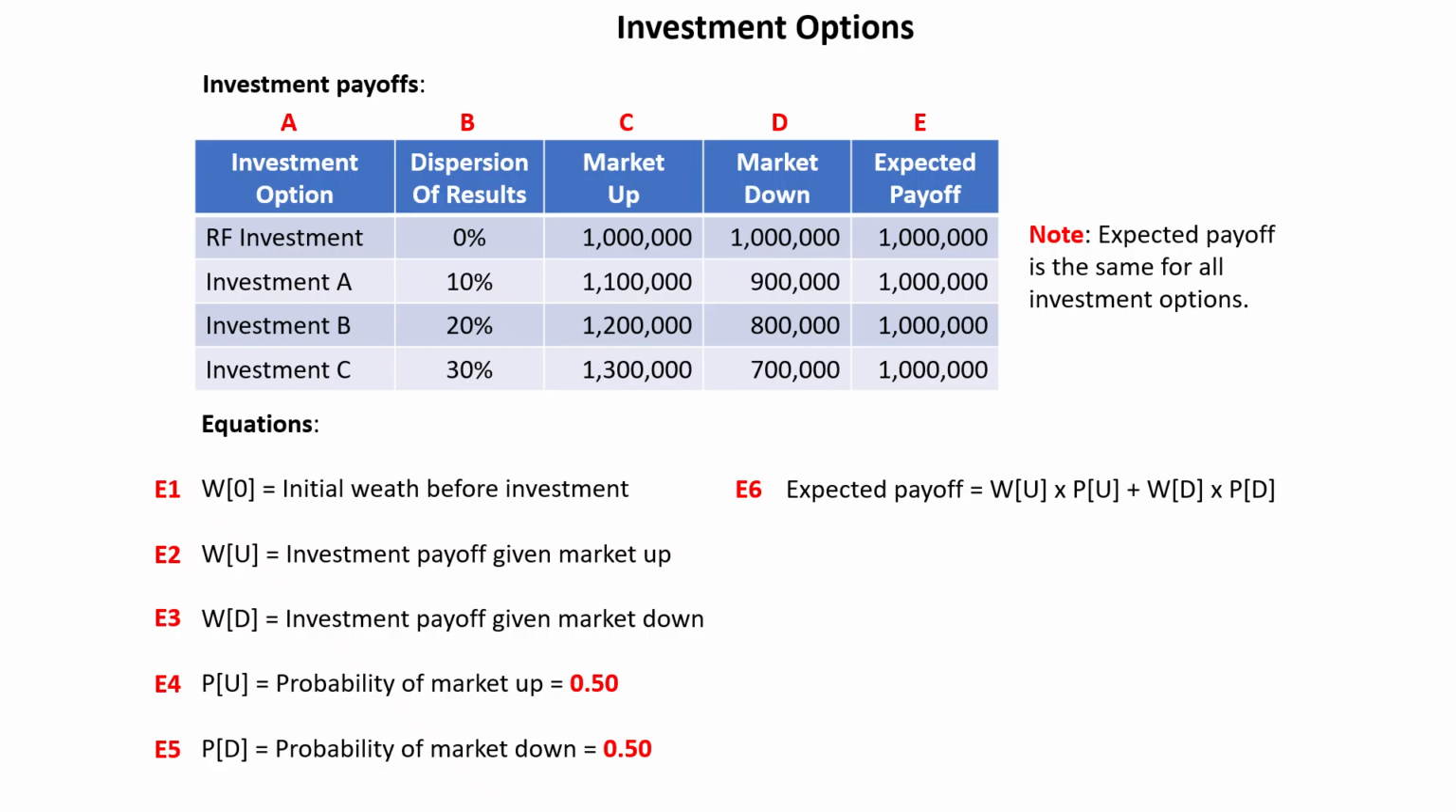E4 and E5 are our probabilities. We're going to assume that the probability of the market going up is 0.5, and the probability of the market going down is also 0.5.